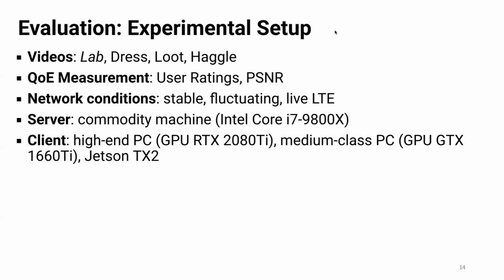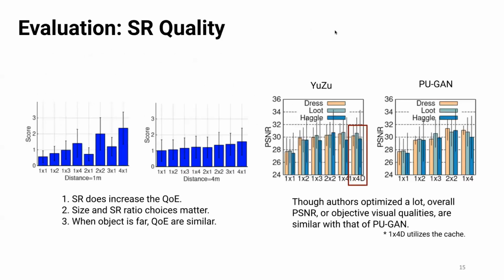And now the evaluation. They show 4 types of videos, use 2 QoE measures, and tested on various network conditions. They did it on a high-end PC and also a Jetson, kind of representing a mobile device. I wrote down some takeaways from the evaluations and selected some of them.